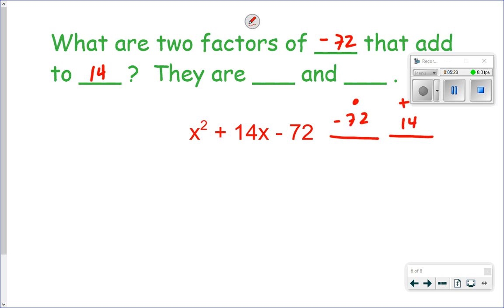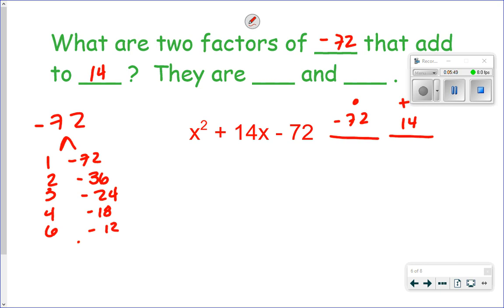Okay, so that means I need to list the factors of negative 72, and I need to find a pair that adds to 14. So I've got 1 and negative 72, 2 and negative 36, 3 and negative 24, 4 and negative 18, 6 and negative 12, and so on. Okay, you do not have to keep going after you find your pair, but I just listed a couple here.